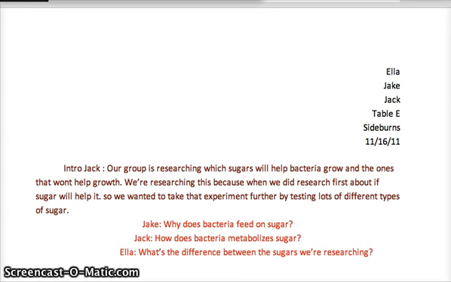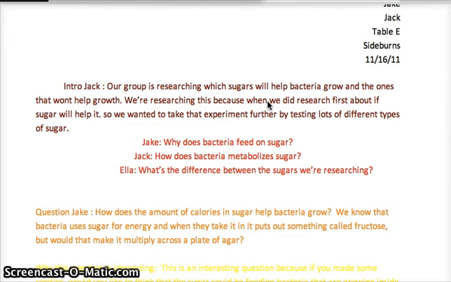Our group is researching which sugars will help bacteria grow and which ones will not. We are researching this because we did an initial research that found out that bacteria eat sugars to grow. And these are our sub-questions, which are Jade is researching why does bacteria feed on these sugars. I am researching how bacteria metabolize them, and Ella is researching what's the difference between the sugars that we are researching, calorie-wise and otherwise. So, our question is, how does the amount of calories in sugar help bacteria grow?